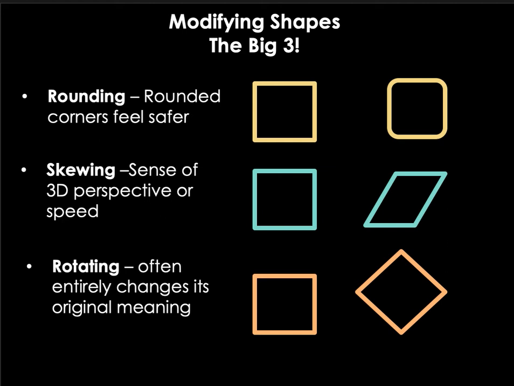Now you can change the skew of a shape. A skew is when we stretch it. So skewing means stretching it. And it gives us a sense of three-dimensional perspective or speed. It looks like that square is taking off. It's going somewhere. And then rotating. Rotating can often change its original meaning entirely. If you rotate something, it can look like a different shape in its entirety.